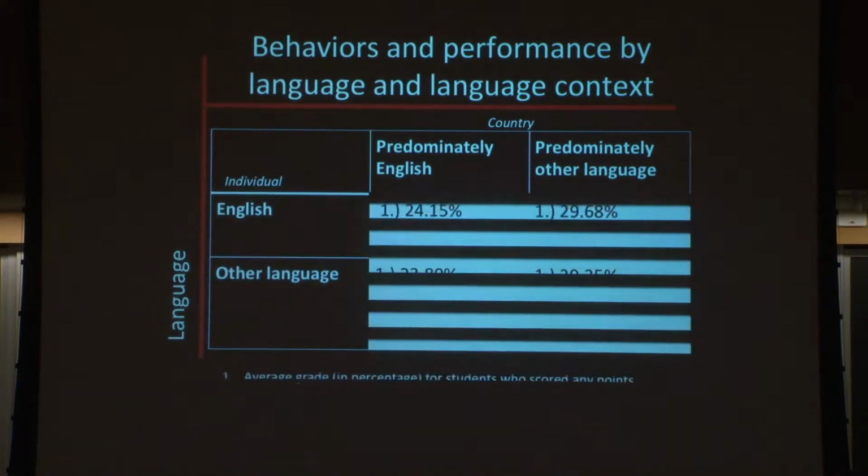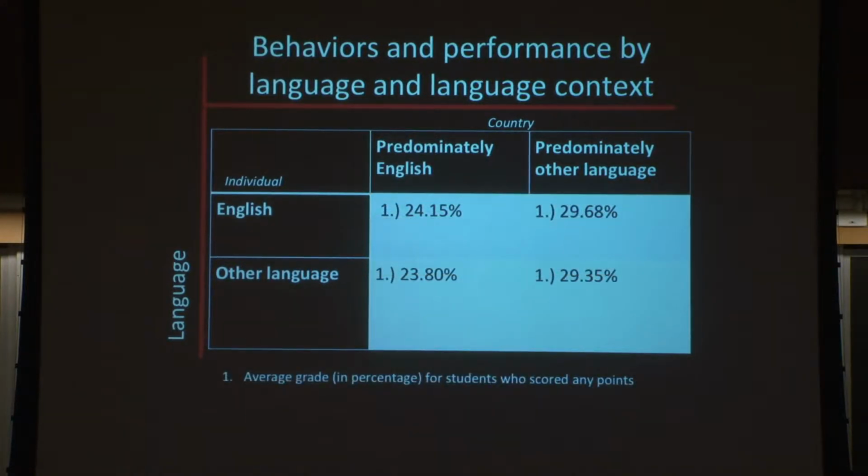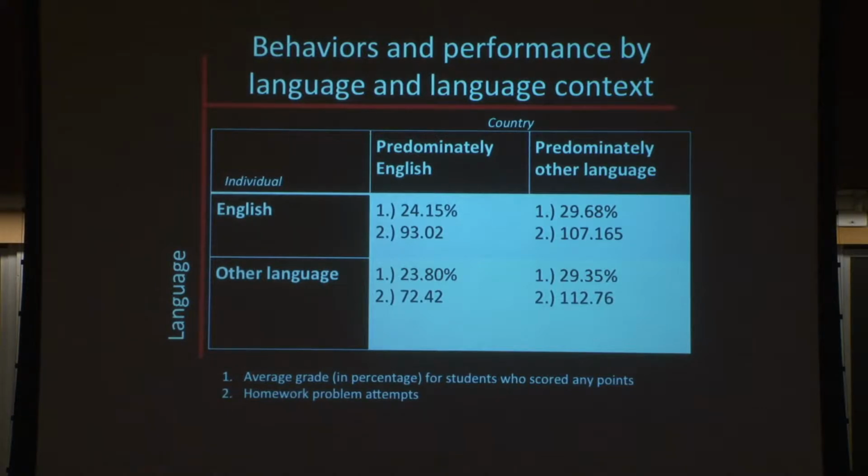Interestingly, we found significant differences in both performance and behavior. We can see notably higher performance for students in non-English countries, and the highest for students who, while they're in a non-English country, are reporting English as their first language. In addition, there are differences in how students are using the learning materials between these four groups.